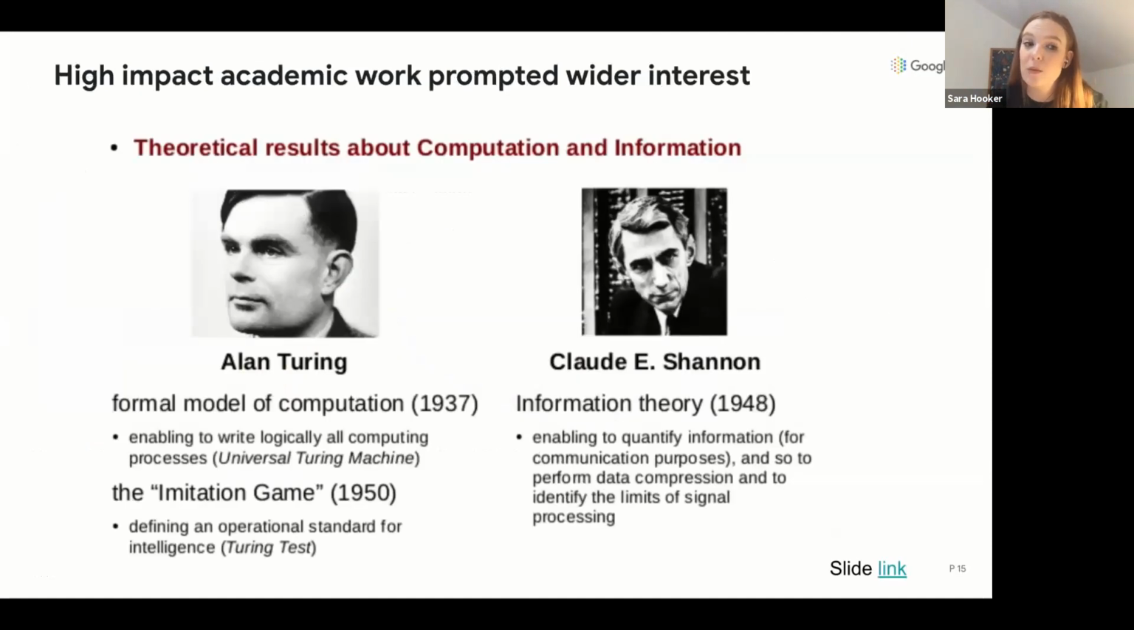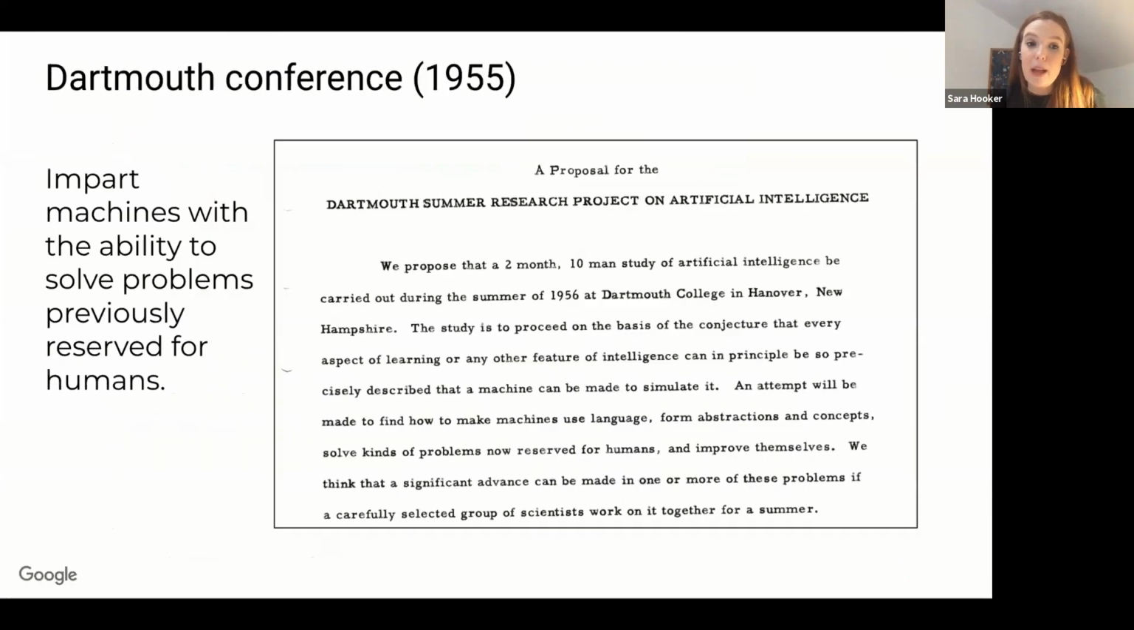The second reason was that academic work prompted a wider interest. In particular, Turing seeded the idea of machines that can think, and in particular, machines that can think like humans. Things like the Turing test, which we'll talk about in a little bit, really gripped the imagination of a lot of academia. And then we also had the theoretical contributions on information compression: what is the minimal sufficient amount to encode a signal? And this culminated in the Dartmouth Conference, which was in 1955.